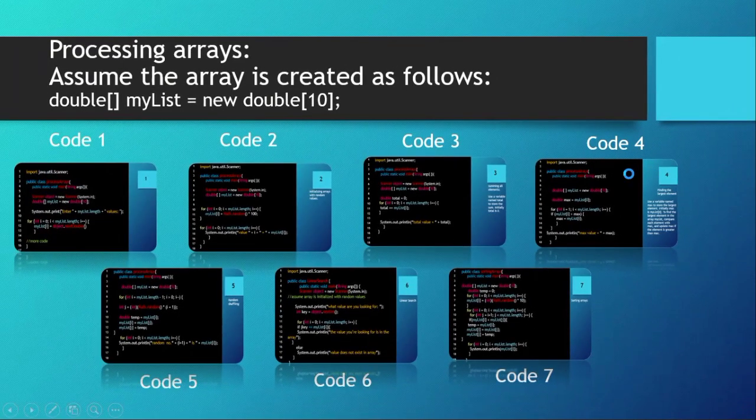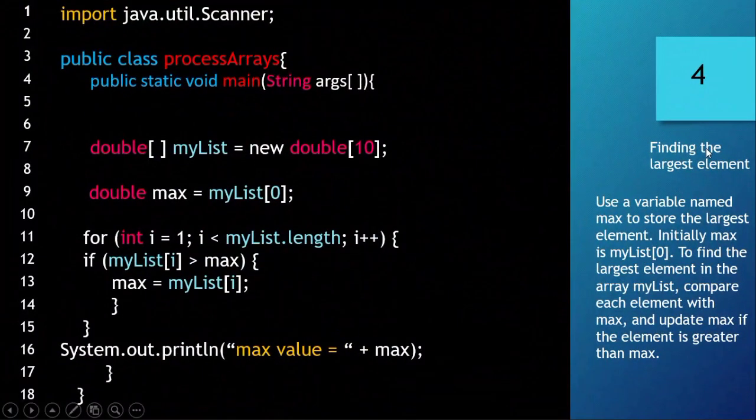Alright, so going to our fourth type of code, finding the largest element. We use the variable named max to store the largest element, and initially max is 0. To find the largest element in the array, my list, compare each element with the max and update the max if the element is greater than the max. And you can do it using the following syntax. Assuming that you've already initialized this array with actual values or already existing values, you can use this syntax.